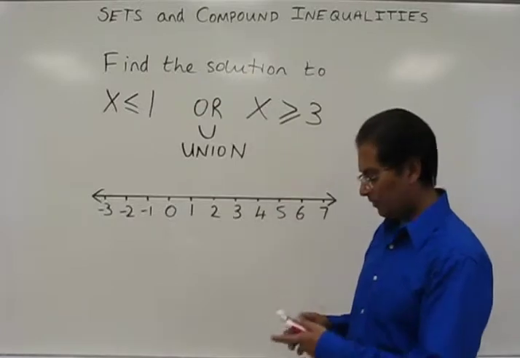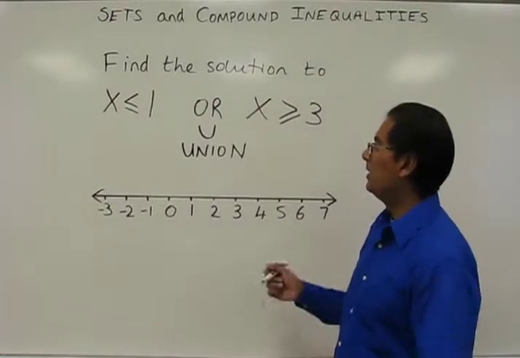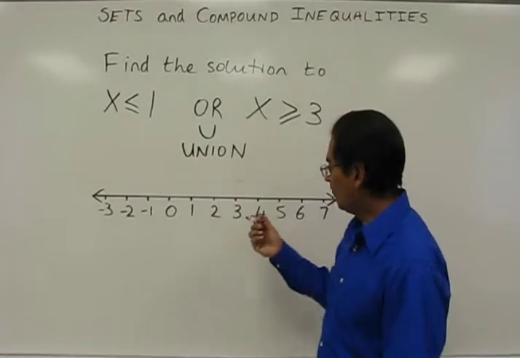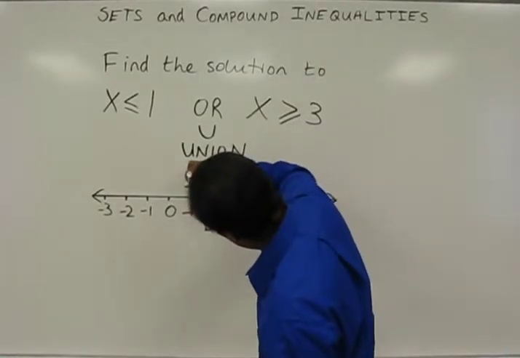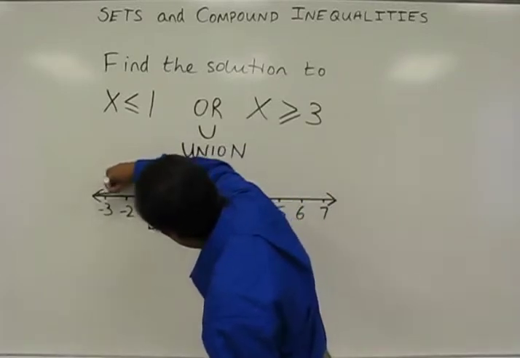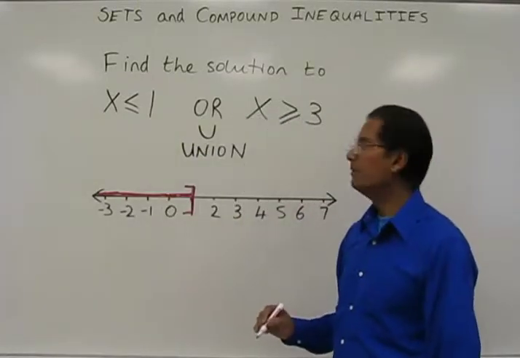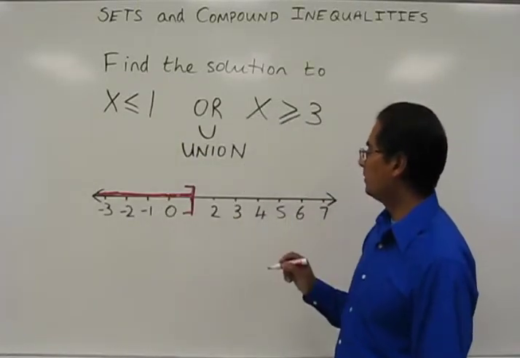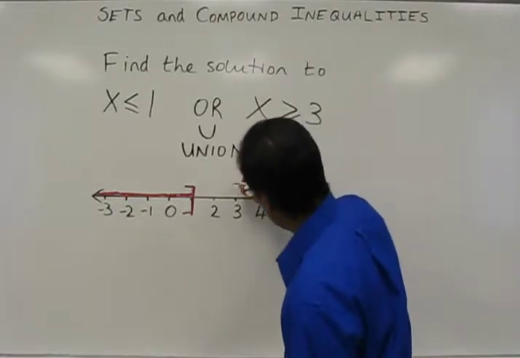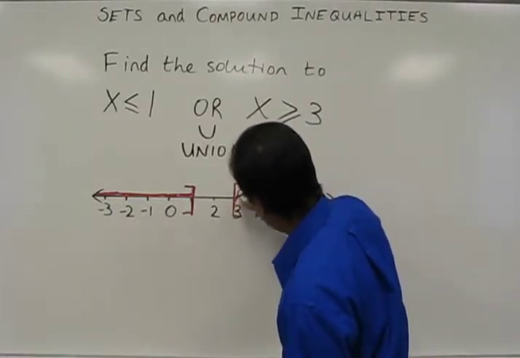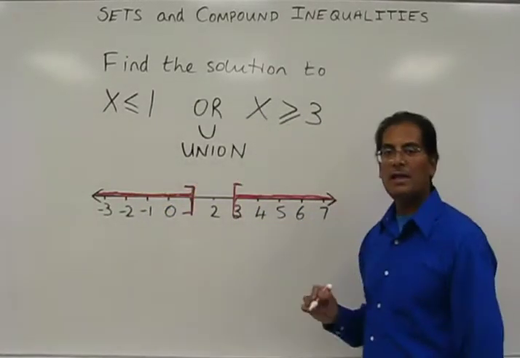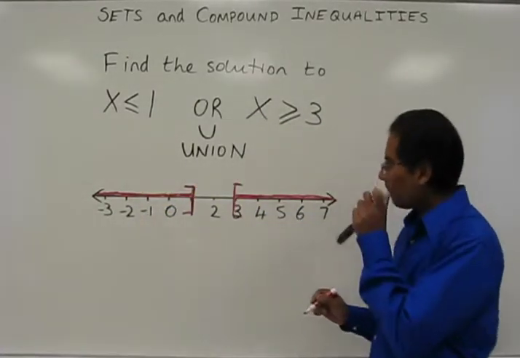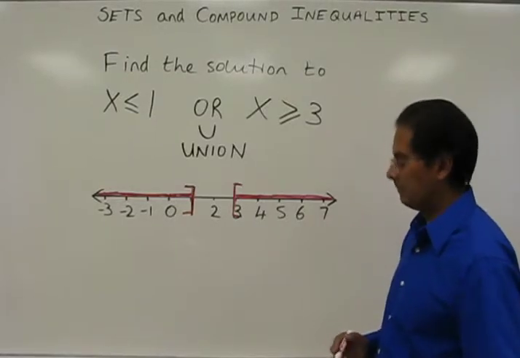So let's draw this on our graph. For x less than or equal to 1, we put a bracket at 1 and shade like that. And for x greater than or equal to 3, we put a bracket at 3 facing up and shade like that. And there's a graph of our solution.